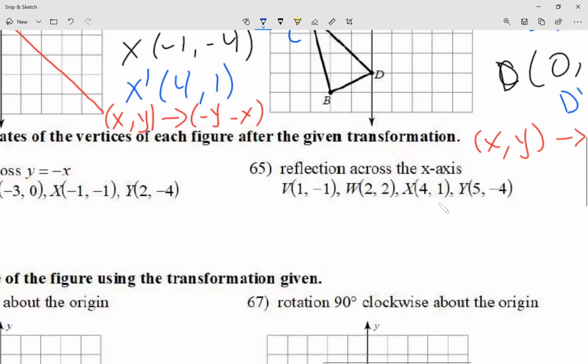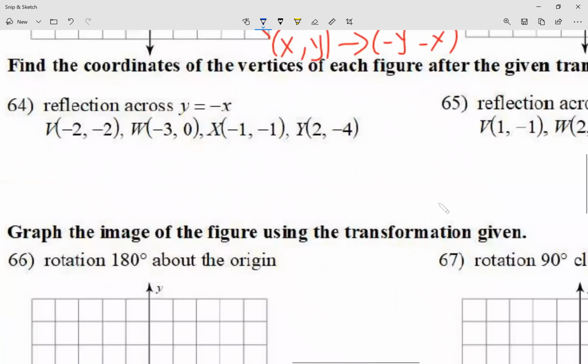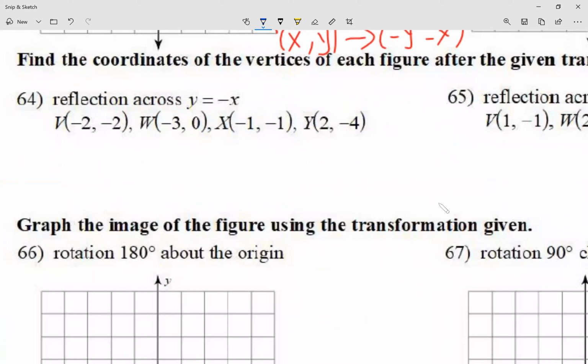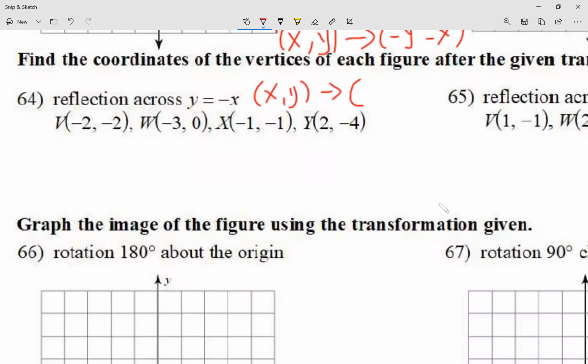Now, my last two examples for today, I am going to use the notes from 51. So here it says, reflection across y equals -x. And I see on question 51, it says xy is going to become -y, -x. So my x and my y value are going to flip, and my signs are going to switch.